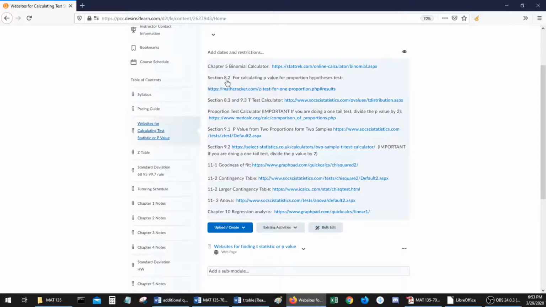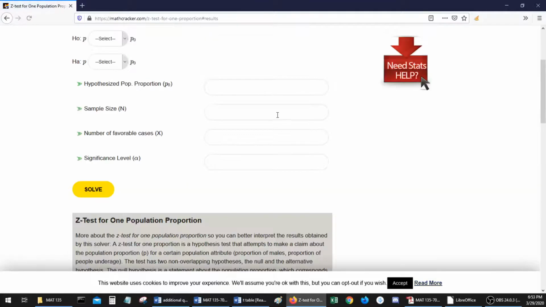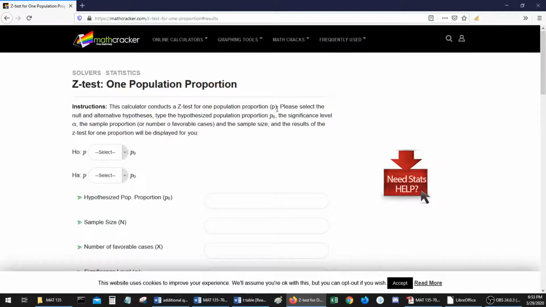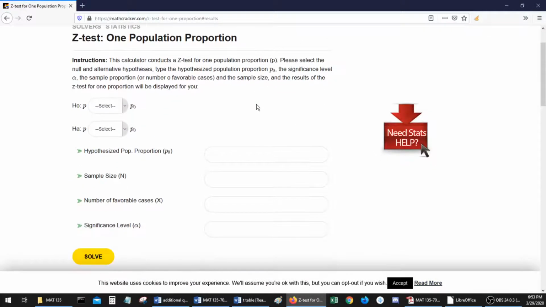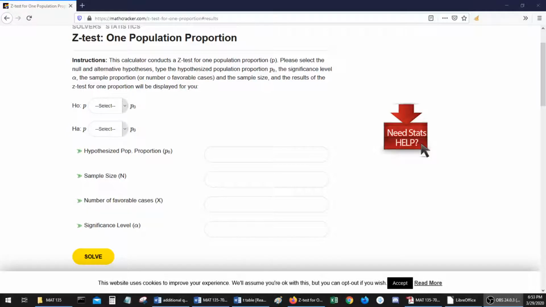So we're on section 8.2, calculating a p-value for a proportion hypothesis test. That's us, so I'm going to click that. Here we go. Z-test 1 population parameter. While you're doing this, make sure that you have the notes available because we'll be referring to this as we go.